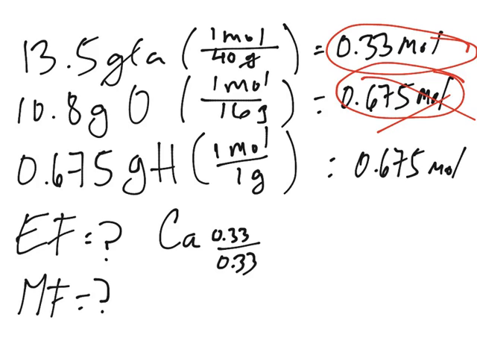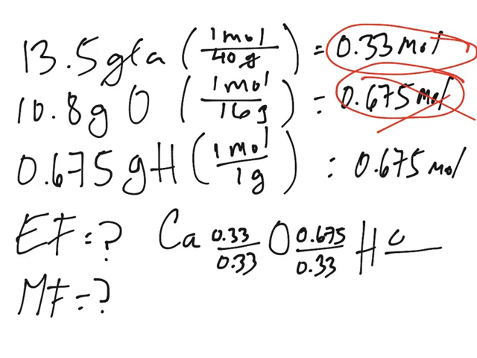The oxygen would be 0.675 over 0.33, and the hydrogen would be 0.675, again over 0.33. So for calcium we'll get 1, so you don't write it. For oxygen we'll get about 2, and for hydrogen we will get about 2. And that would be the empirical formula, right?